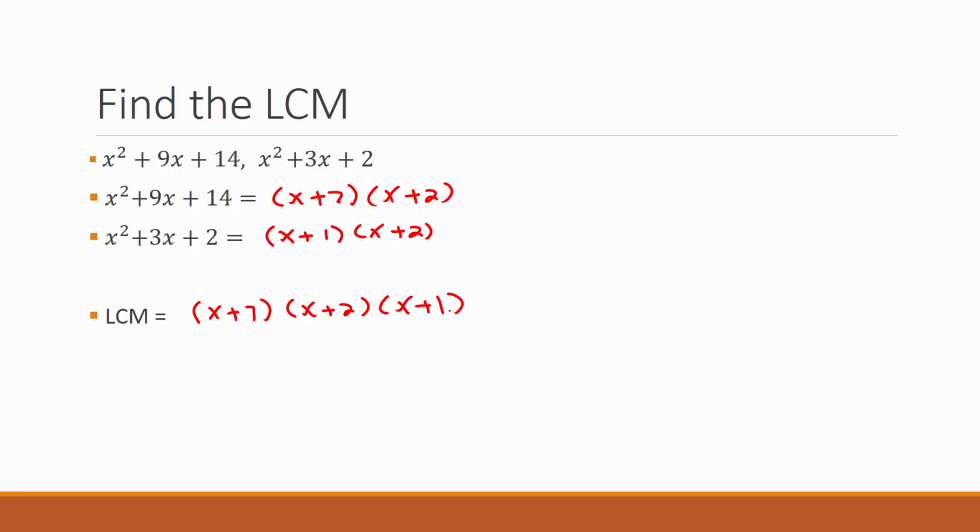So that will be our least common multiple, x plus 7 times x plus 2 times x plus 1. Now those can be written in any order. So it could be x plus 1 times x plus 2 times x plus 7. The order of those will not matter because of our commutative property of multiplication.